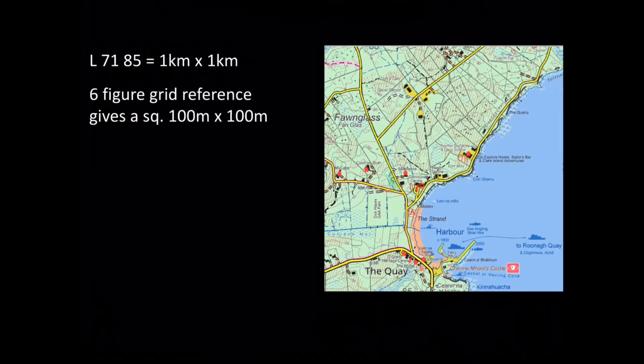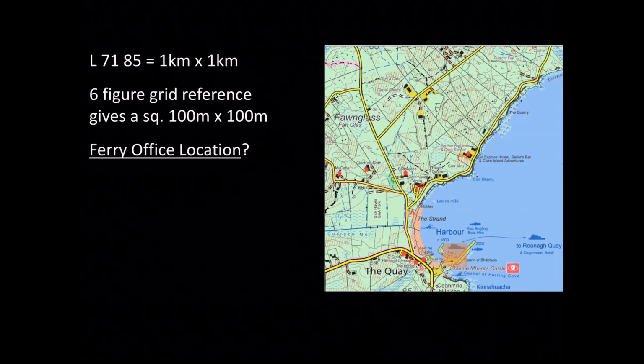If we wanted something a bit more accurate, well, maybe we'll go for a 6-figure grid reference, which would bring it to, well, 100 metres by 100 metres. So I'm going to give a grid reference for the ferry office. You can see I've highlighted it just there, but what's the method that we use? Well, first of all, we've subdivided this into a grid of 10 by 10.